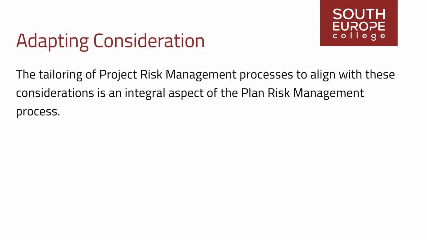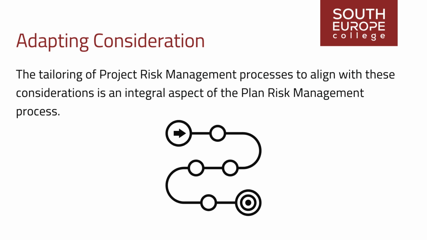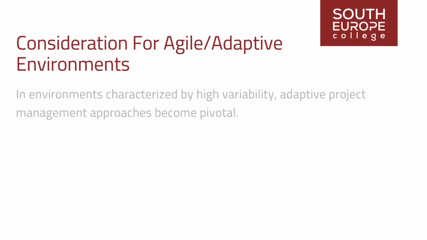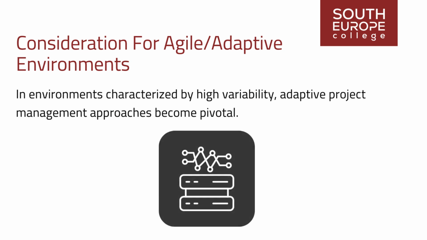The tailoring of project risk management processes to align with these considerations is an integral aspect of the plan risk management process. The decisions made during this tailoring process are documented in the risk management plan. In environments characterized by high variability, where uncertainty and risk are inherent, adaptive project management approaches become pivotal.